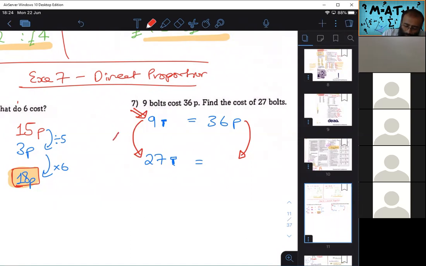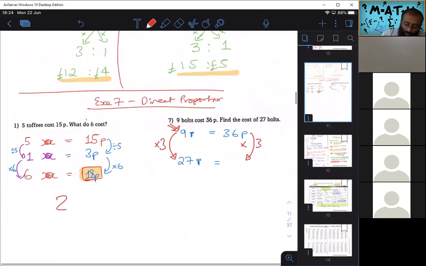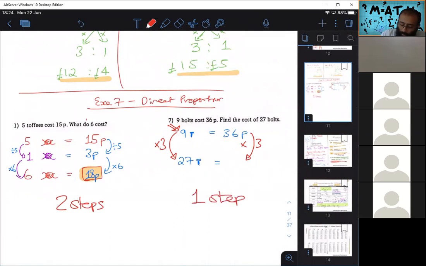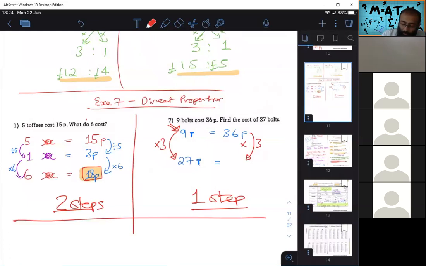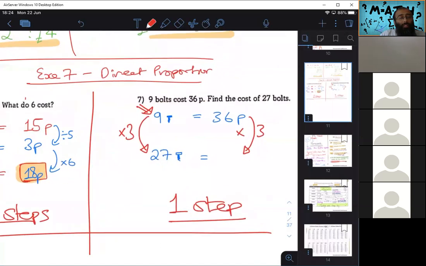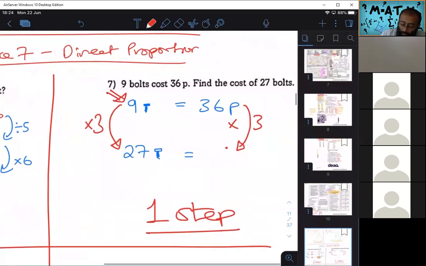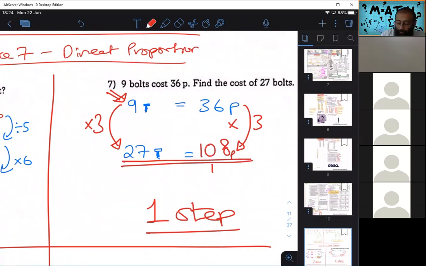You can times 9 by 3 to get 27. Fantastic. That's the number I was looking for. So 9 to 27, you can go directly, quickly in one go. So this question here had 2 steps. And the question that you're helping in now has only 1 step. So you do the question whichever way the question is. Okay? So now you've got 36 times by 3. 6 times by 3 is 18. 3 times by 3 is 9. So the answer is 108 pence.